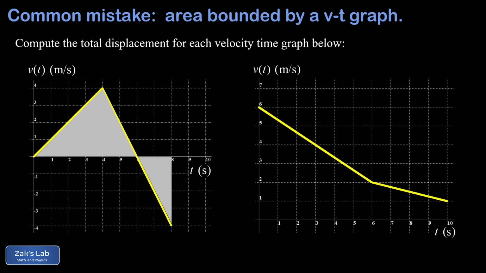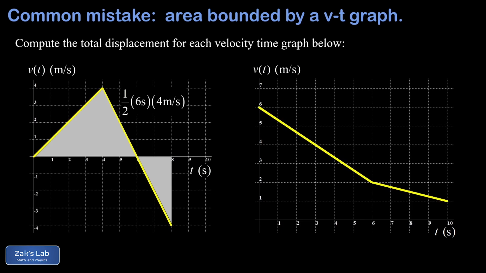Now, area above the t-axis will count as positive, and that makes sense because the positive velocity results in positive displacement. In other words, when the object is moving to the right, it ends up farther along to the right. And of course, any area below the t-axis counts as negative displacement, which also makes sense because the velocity is negative there. Now we can compute the area of each part by using the formula for the area of a triangle on each of these sections.